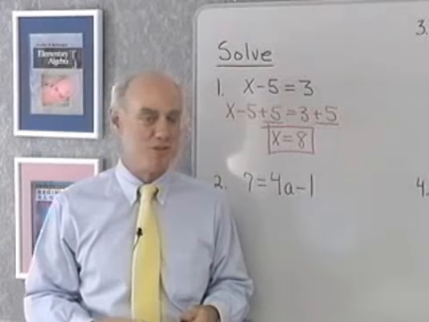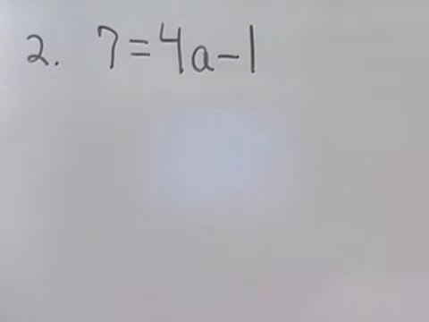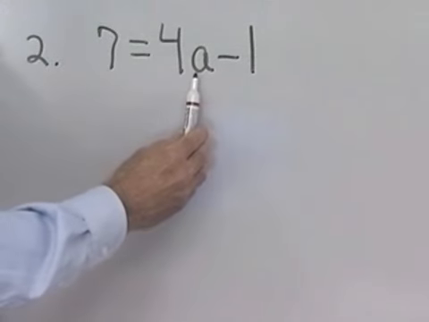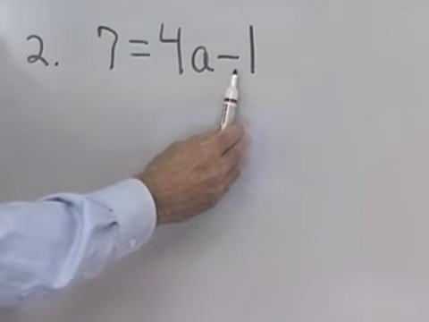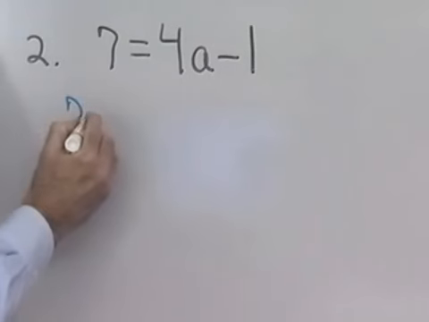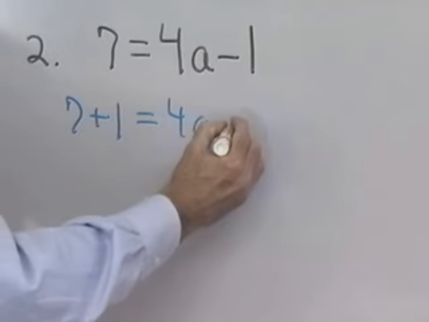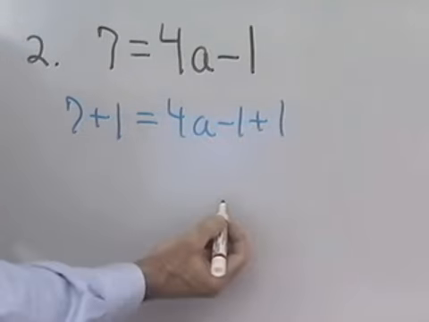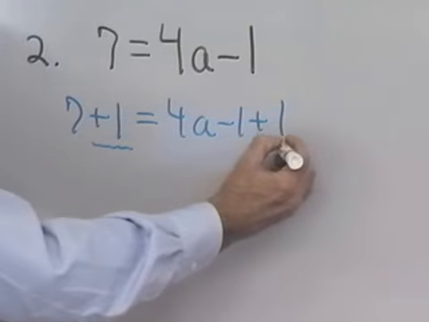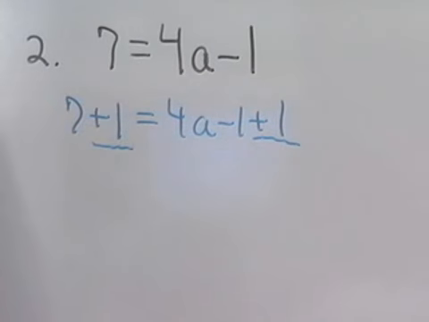Let's look at problem number 2. I have 7 equals 4a minus 1. I want to solve this for a. So I want a to be isolated on one side of the equation. I'll start by getting rid of this negative 1 right here. So 7 plus 1 on the left side, 4a minus 1 plus 1 on the right side. Now that's my addition property of equality. I've added 1 to both sides of the equation.